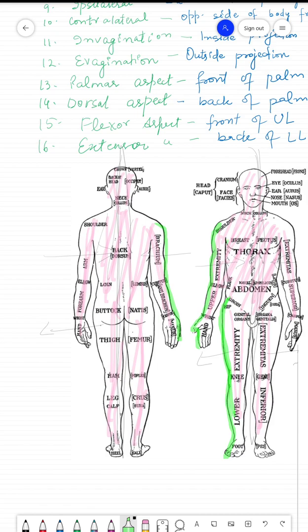And the medial border is this one. That is the plane which is close to the median plane. So this plane is close to the median plane. That's why it is known as the medial border of the lower limb and the upper limb. This is the upper limb. This is the lower limb.